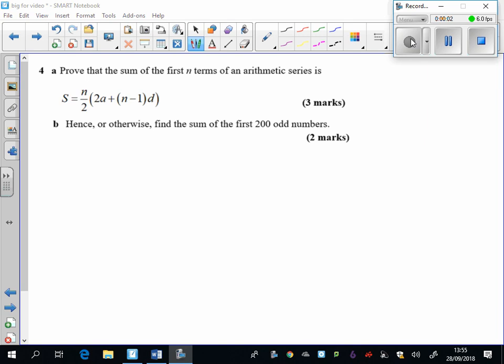Question 4 is your proof of your summation. Now there's two proofs of summation on the syllabus. We knew one of them was going to come up, and we're pretty certain one's going to come up in the summer as well. The easiest way of doing this proof is writing out the sequence.